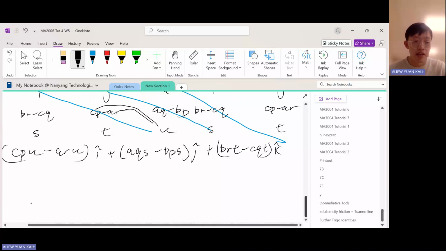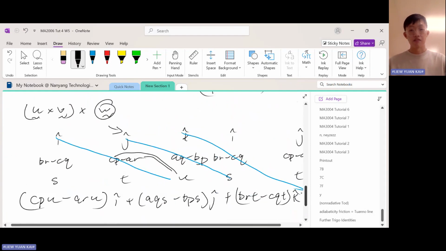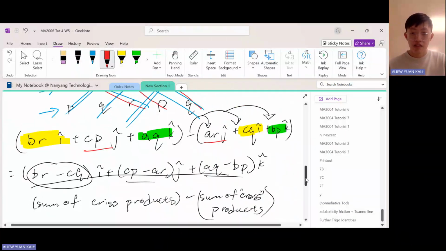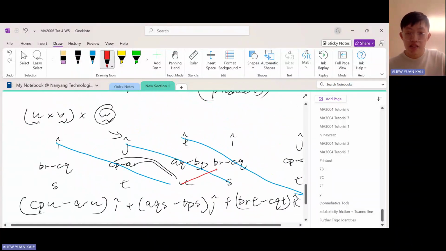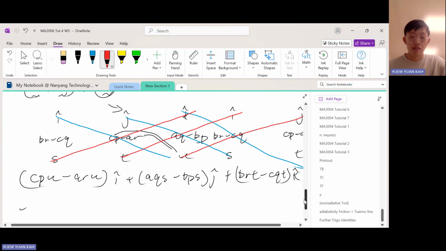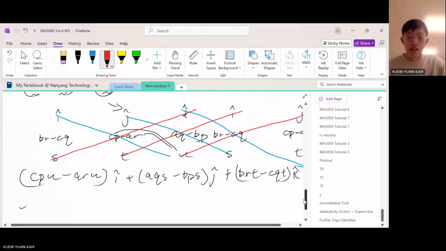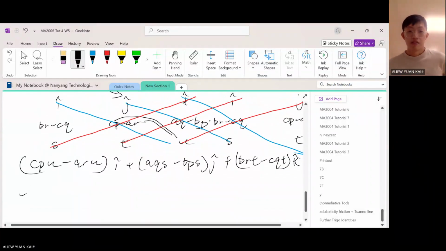Now we have to subtract away the cross terms. So we have to go in the other direction, like this, and like this. You multiply all the terms under each line. Let's start from this line.